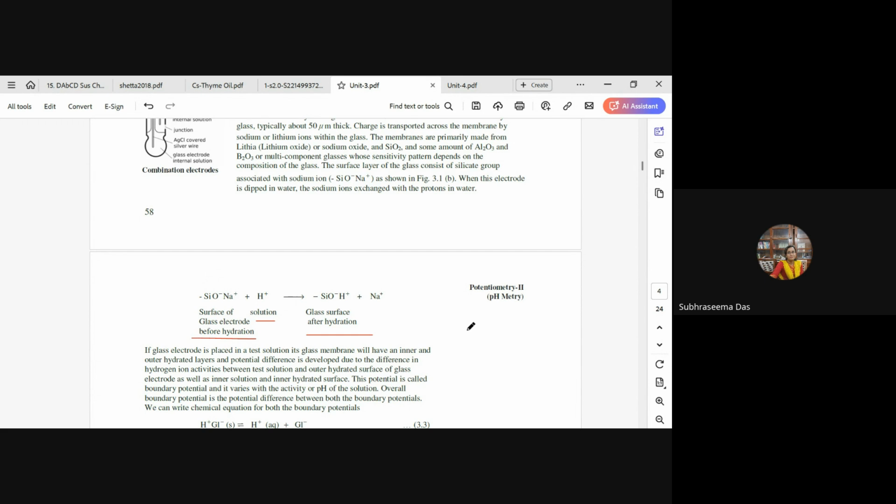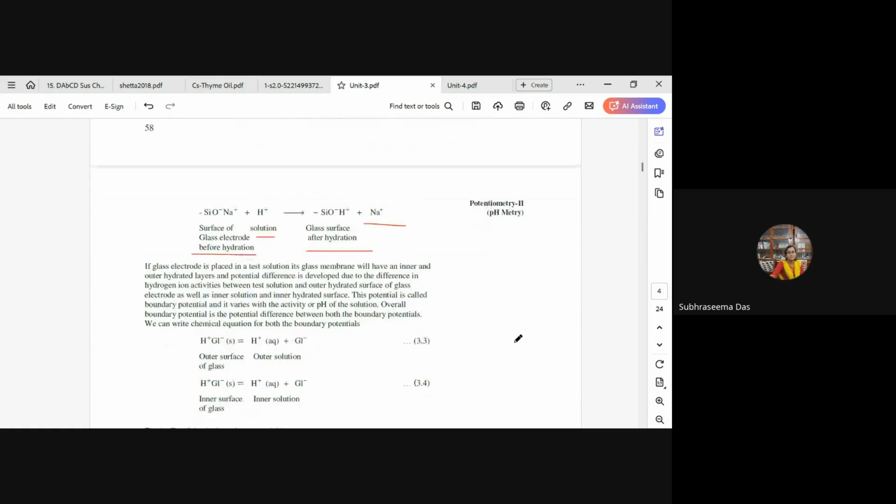So after it enters into the glass electrode, we see it has now become SiO⁻H⁺, and sodium comes out. So if the glass electrode is placed in a test solution, its glass membrane will have inner and outer hydrated layers, and a potential difference is developed due to the difference in hydrogen ion activities between the test solution and the outer glass surface, as well as the inner solution and the inner hydrated surface.